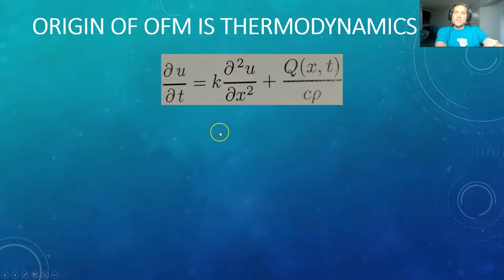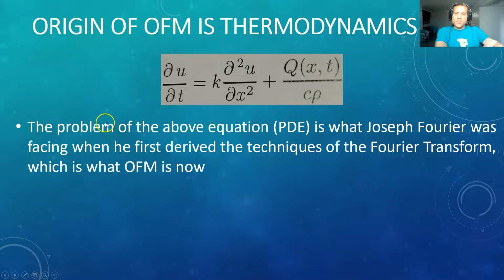Okay, so the problem of this above equation, this partial differential equation, is what Joseph Fourier was facing when he first derived the techniques of the Fourier transform, which is what ontological Fourier mathematics is now. So this is a really interesting equation. So U here actually represents temperature. For some reason they use U. This is just a general term.